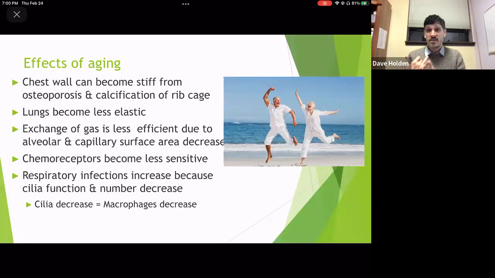Also respiratory infections. As you age, your immune system starts to decline. So your rate of infections starts to go up. And all those new lung infections start to cause damage to the lungs. Cilia decrease, macrophages decrease, white blood cell count drops as you age.